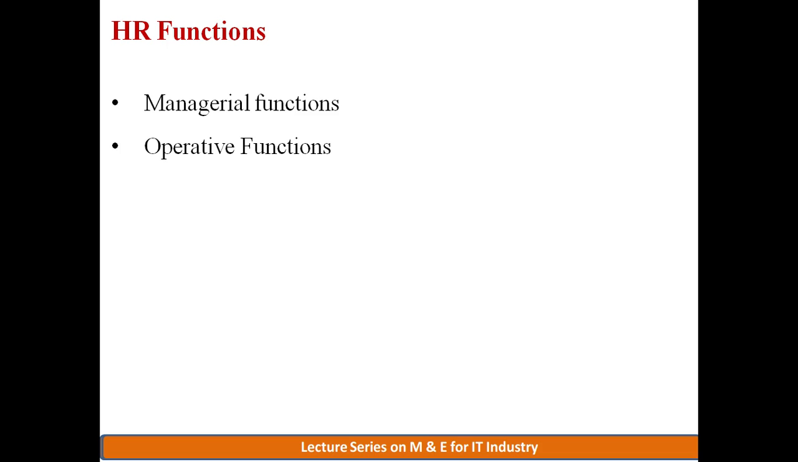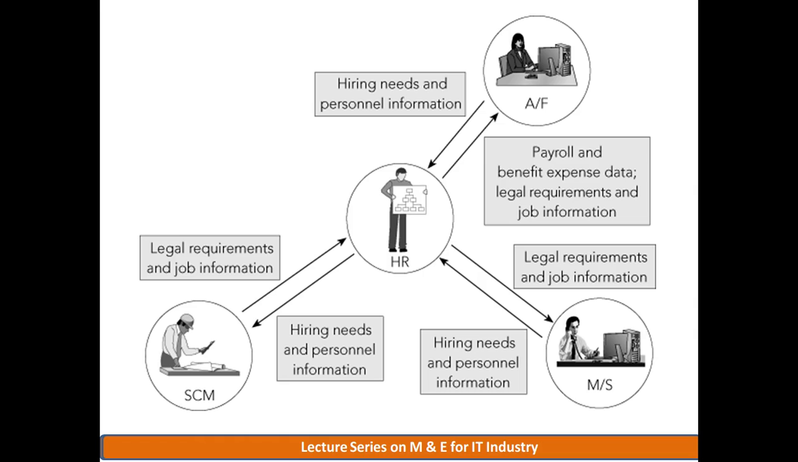The controlling function refers to reviewing organizational plans to identify deviations and to take corrective and preventive measures to overcome deviation. Then next are the operative functions. The operative functions of HR are human resource planning, recruitment and selection, placement and induction, training and development, compensation, performance appraisal, health and safety, industrial relations, and managing exit. So these are the important functions of the HR manager.